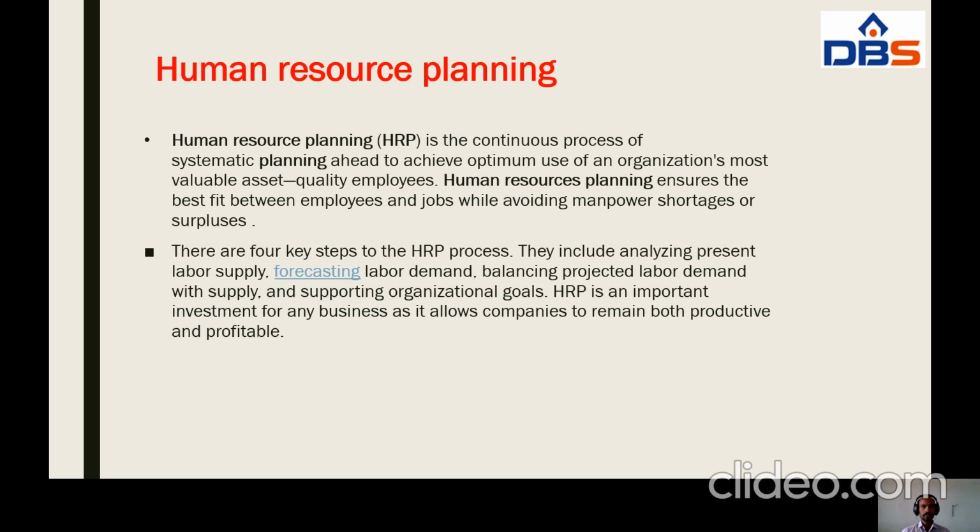And the next one, human resource planning. Human resource planning is a continuous process of systematic planning ahead to achieve optimum use of an organization's most valuable asset, quality employees. Human resource planning ensures the best fit between employees and jobs, avoiding manpower shortages or surpluses. This is the meaning of human resource planning. To avoid manpower shortages or surpluses of the employees in the organization, this is the main aim of human resource planning.